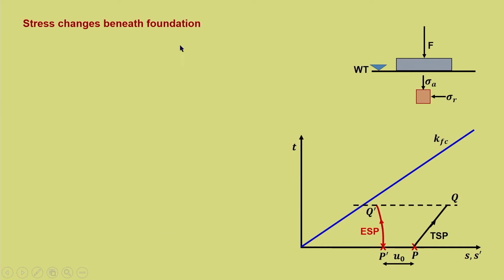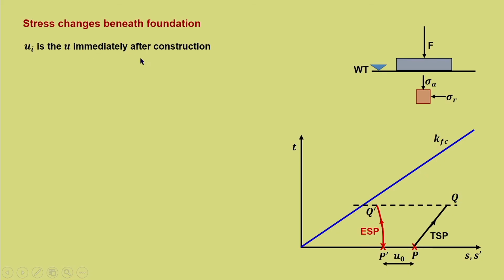Now, stress changes beneath the foundation, again the remaining aspects. Let us say that Ui is the u immediately after construction. There are two or three types of pore water pressure that we are discussing. One is the initial pore water pressure, that is u naught. The other one is, since it is an undrained loading, at the end of construction there will be a pore water pressure. That pore water pressure is Ui, immediately after construction. So, that is what is shown here, Ui.